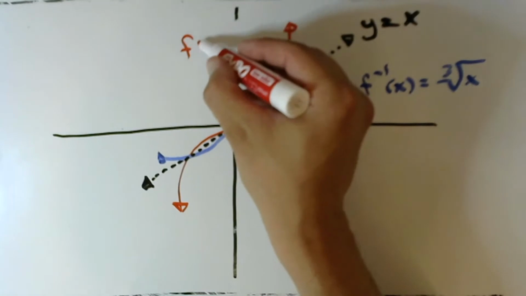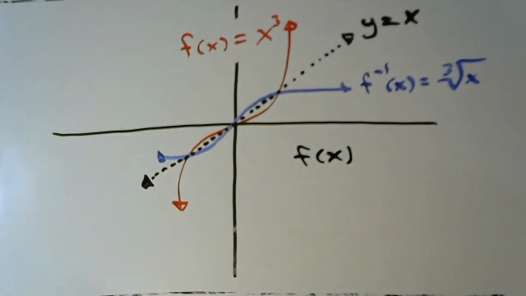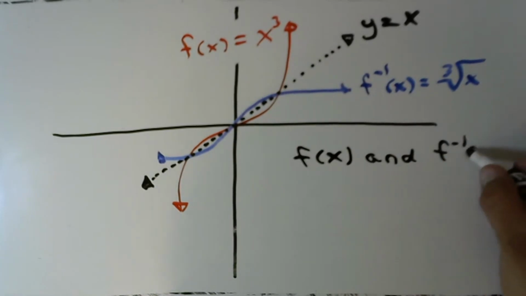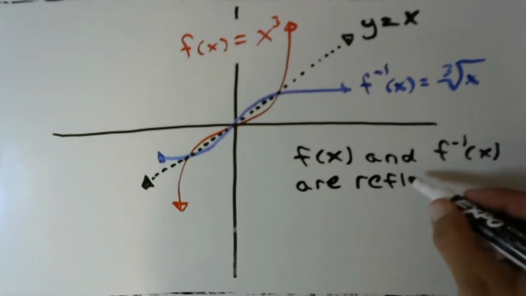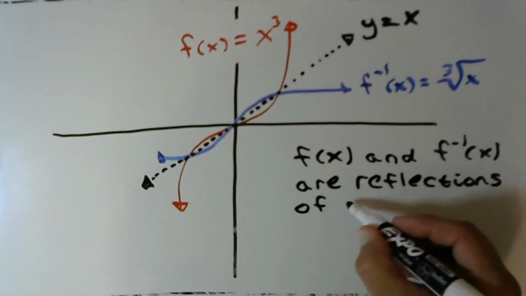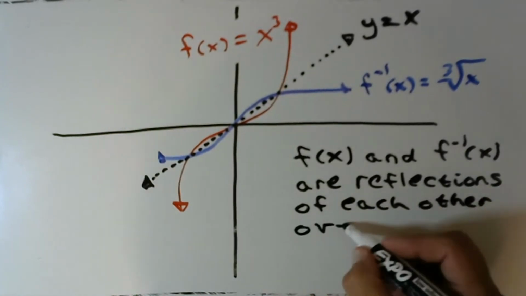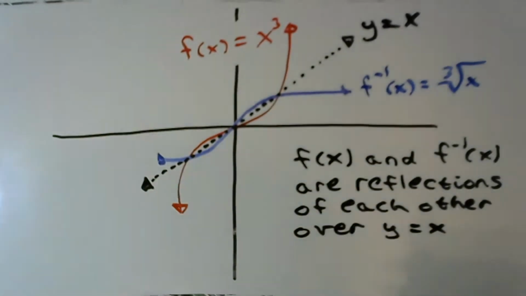This is f of x equals x cubed. So what we find is f of x and f inverse of x are reflections, excuse me, of each other over y equals x. And this is a consequence of switching the coordinates.